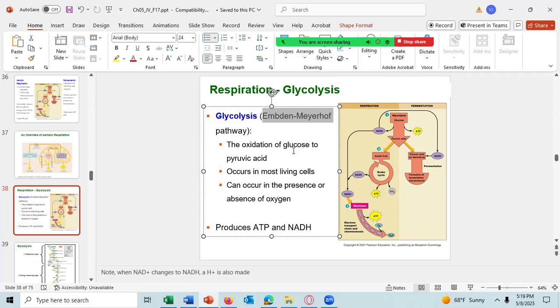In glycolysis, glucose becomes oxidized and converted to pyruvic acid. Glycolysis can occur in most living cells, and glycolysis can occur in the presence or in the absence of oxygen. Glycolysis does not use oxygen. It does not need oxygen, but it can occur in the presence of oxygen. Glycolysis does produce some ATP and some NADH.